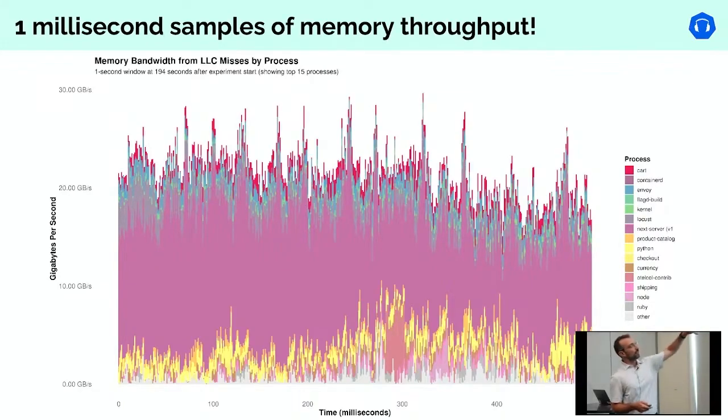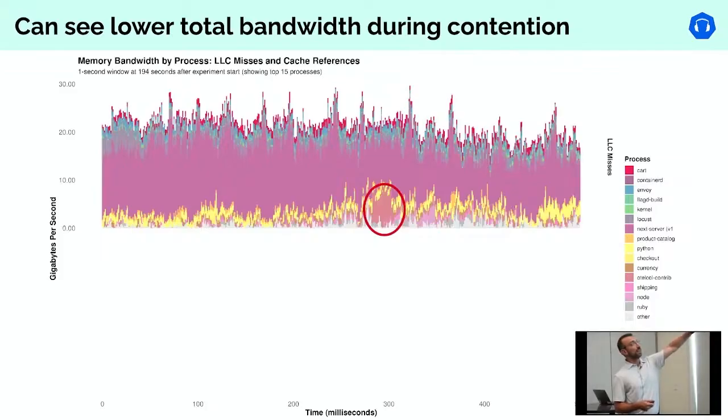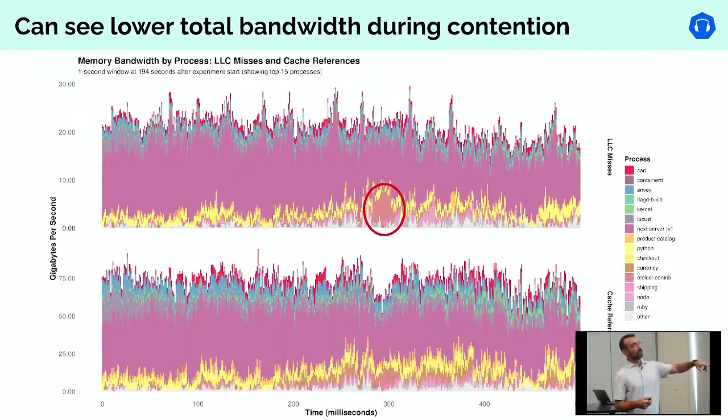And the colors here are the different processes running on the system. And here you can see an anomaly, right? So the OpenTelemetry collector, there's a 30 milliseconds there where it has a lot of cache misses, more than the ordinary. Now, if I move that graph to the top here, and on the bottom, I'll plot the cache references. So this is the memory that is able to hit cache. You can see that there's a decrease around the same time, right?